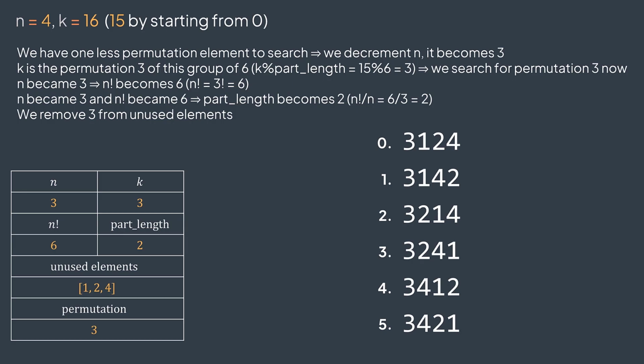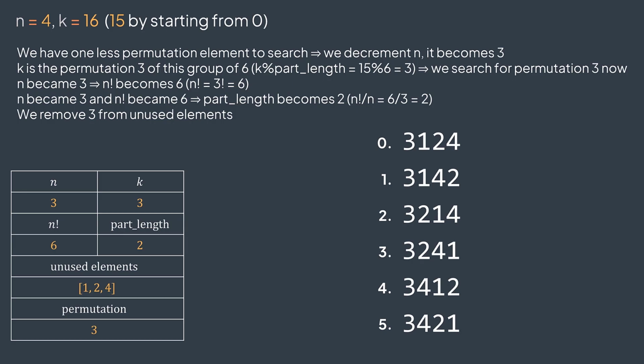N also represents the number of remaining elements of the permutation, and we found 1, so we decrement, and N becomes 3. N factorial also changes, it becomes 3 factorial, 6. Same thing for part length, it also gets updated, 6 divided by 3 is 2. We also remove 3 from unused elements because we already found its place in the permutation, and our permutation doesn't contain duplicates.